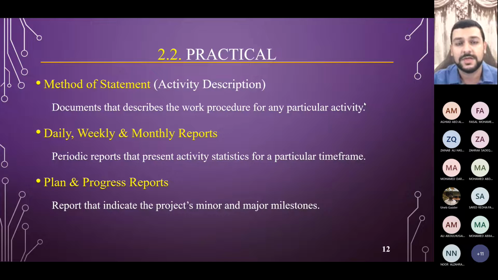Let's say, for instance, by the end of this month, I need to have poured 1,000 cubic meters of concrete. This, let's say, is a major milestone, but in order to reach it, we have minor points. Are we ready in terms of formwork, for example, or concrete shuttering? How are we going to cast it? Are my materials ready? Did I receive everything?